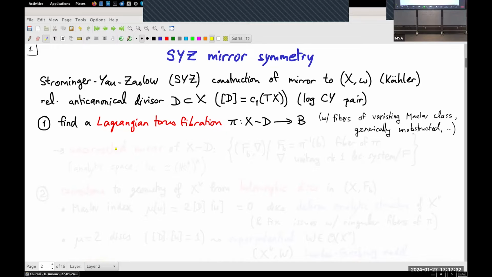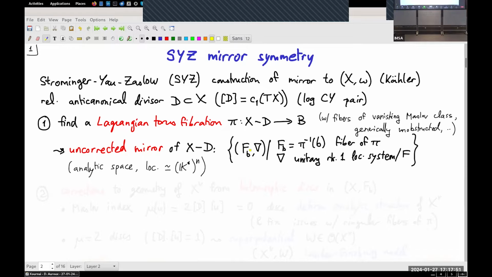Okay, so step one is to try to build first what I would call an uncorrected mirror of X minus D. So a space that will be an analytic space. Locally, it will look like some algebraic piece of an algebraic torus. And the way it will be built is by considering pairs where I look at a fiber of phi, one of my Lagrangian tori, and a unitary rank one local system over it. Okay, so you could say these are objects of the Fukaya category supported on the fibers of phi.